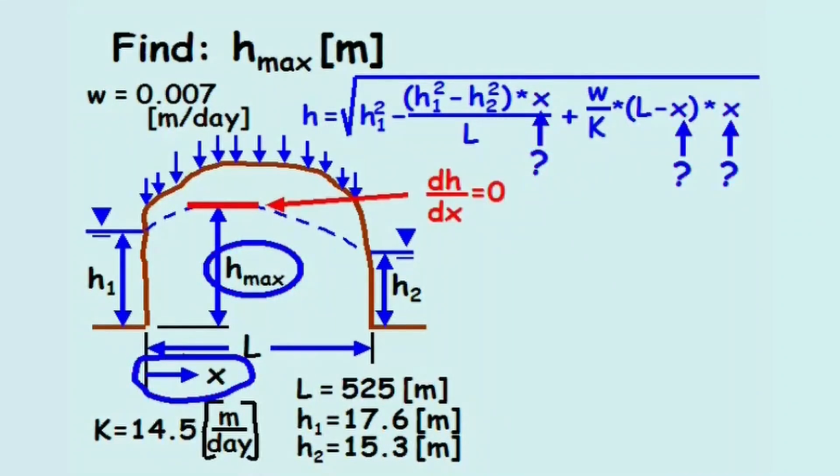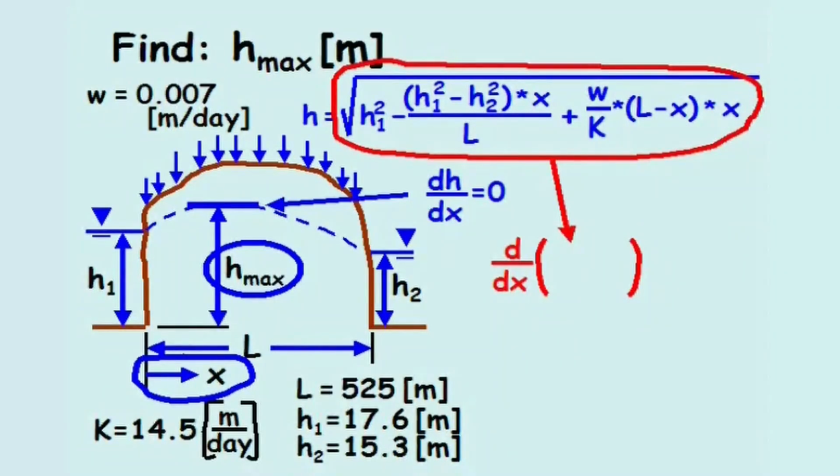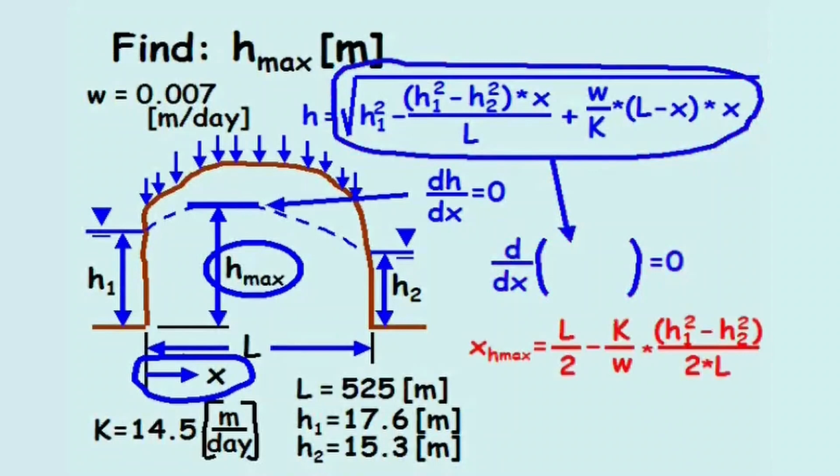At the groundwater divide, the slope of the groundwater table is 0. Therefore, we can differentiate our equation for the height of the groundwater table with respect to x. Set that value equal to 0 and solve for x. Doing so will calculate the value of x corresponding to the maximum groundwater height, h max.